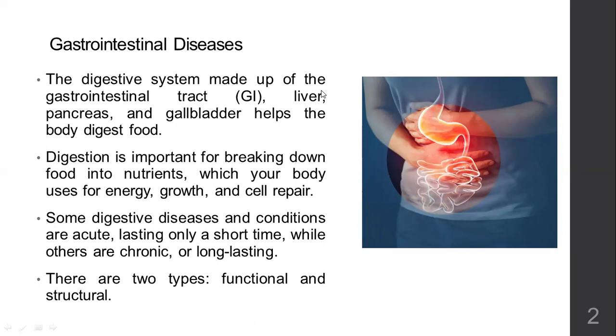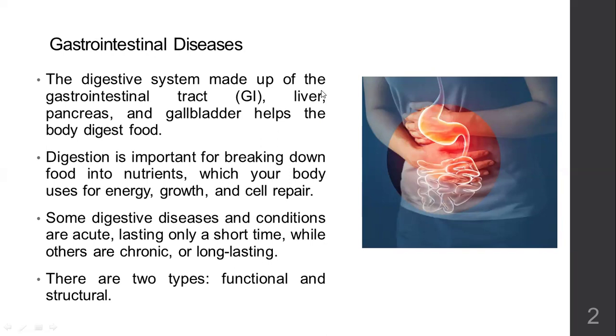Liver, pancreas, and gallbladder are other organs that help the body digest food. Digestion is important for breaking down the food into nutrients, which your body can use for energy, growth, and even repair. Carbohydrates are broken down into glucose, proteins into amino acids, and lipids or fats into fatty acids. This is what we call digestion.